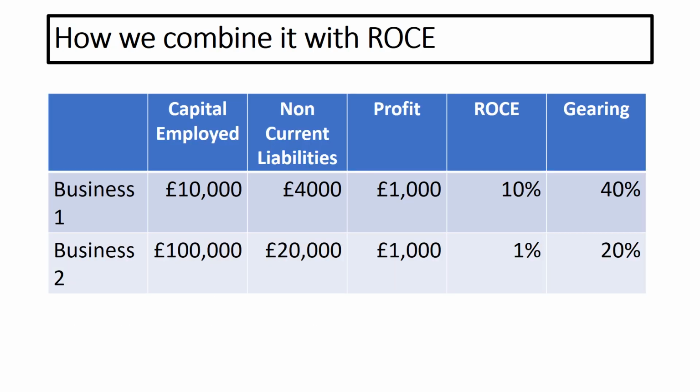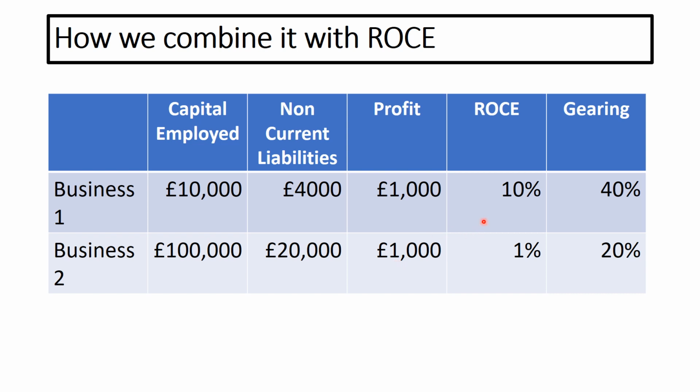So we're now going to see how we can combine our gearing ratio with ROCE to help us make some decisions. Now we've got business number one, capital employed, £10,000, non-current liabilities, £4,000, profit, £1,000. Business number two, much bigger, capital employed, £100,000, non-current liabilities, £20,000, profit, £1,000.